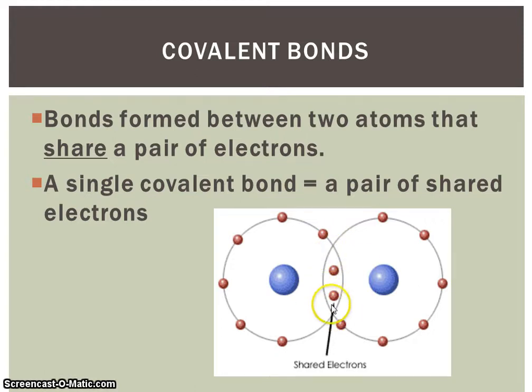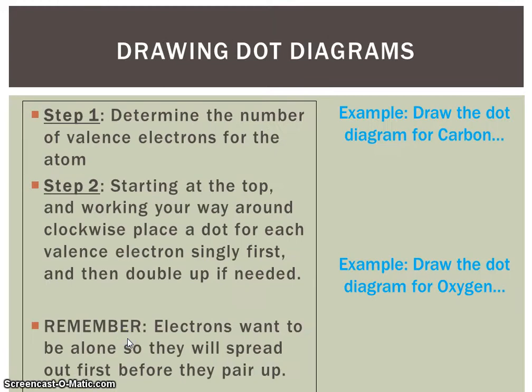Now, because we're sharing these 2 electrons right here, we have to stay right next to each other. We have to be stuck together in order to share. So now we have a bond. That bond forms with those 2 electrons that are being shared. Okay? So we need to know how to draw diagrams for atoms that are covalently bonding.